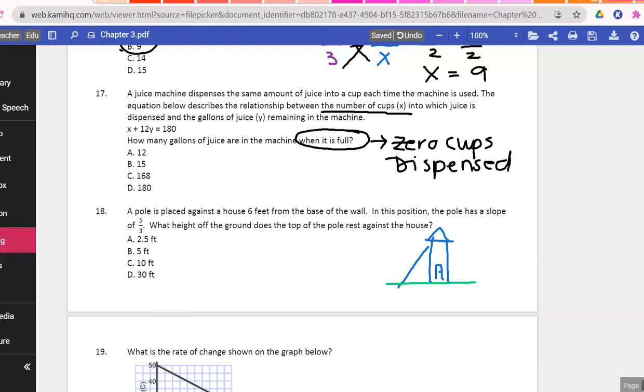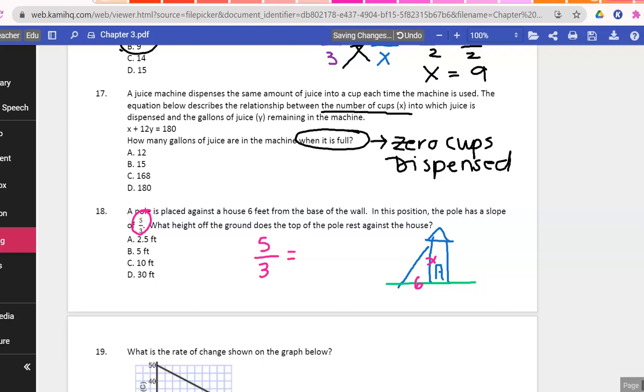The pole's placed 6 feet from the base of the wall, so you know this is going to be 6. And what they're asking you for is what height off the ground does the top of the pole rest against the house? So we are looking for this. I'm going to call it X. I know this looks like you should use Pythagorean theorem, but you don't have enough information here to use Pythagorean theorem, but we know the slope. We know the rise over the run again. So rise over run is 5/3.